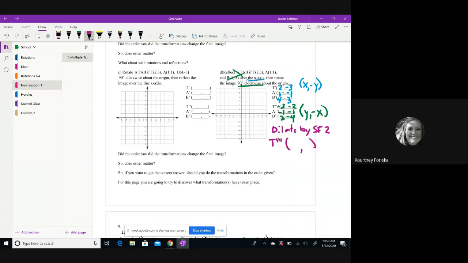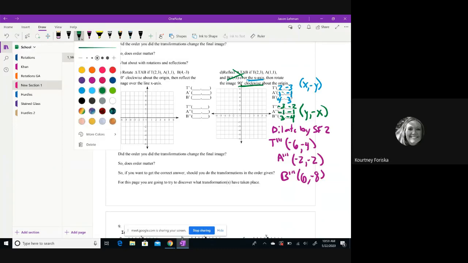Multiply everything by 2. -3 times 2 is -6. -2 times 2, -4. A triple prime would be multiplied by 2, -1 times 2, -2, and same thing for the y value. And B triple prime, multiply 3 by 2 is 6, multiply -4 by 2 is your -8. So we can keep translating it. Let's go one more because we'll put another step in here because it's exactly the same stuff.